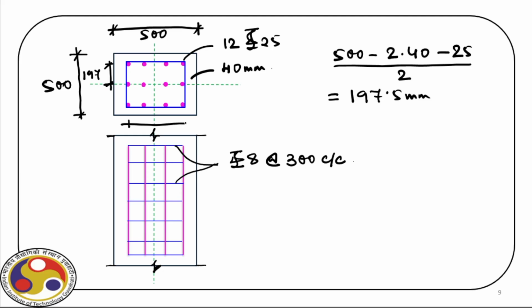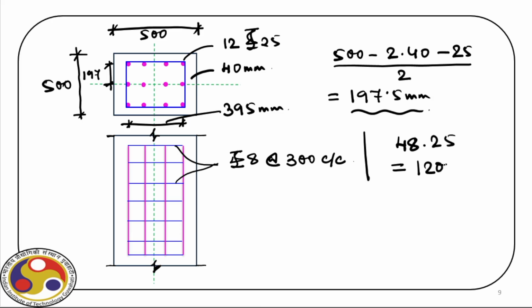And the distance between two bars here is 500 minus 2 into 40, that is 80, minus 25. So twice of this. So that is 395 millimeter. Now recall 48 times phi, 25, is equal to 1200.